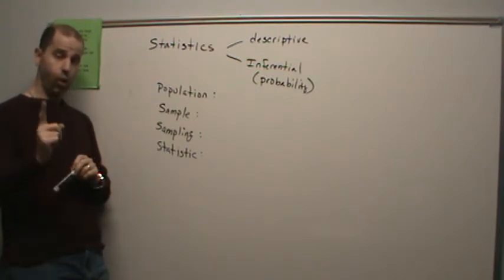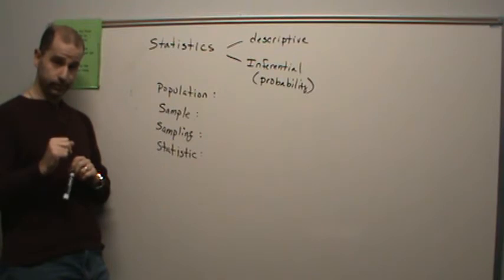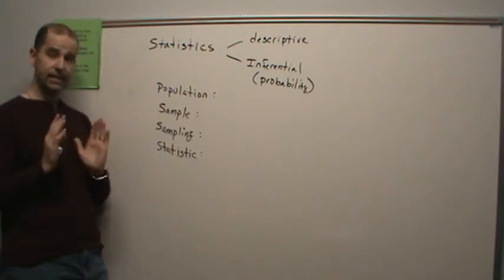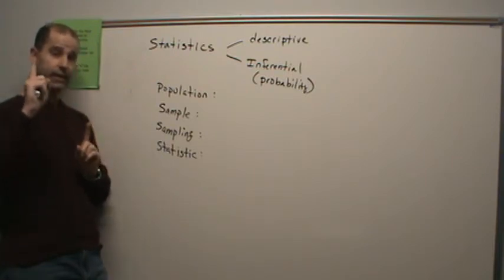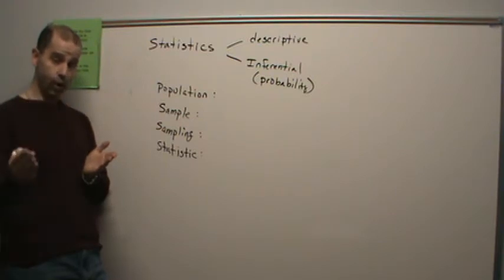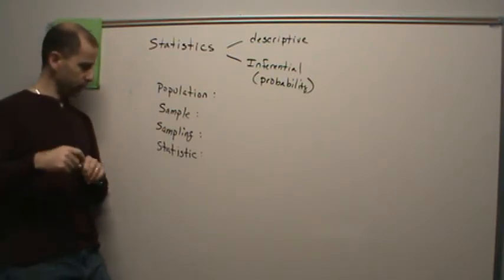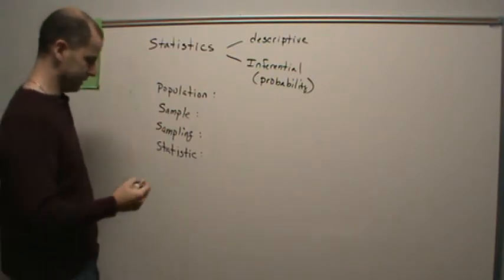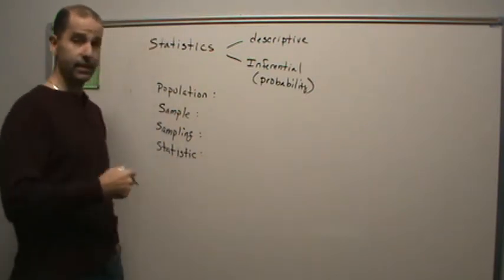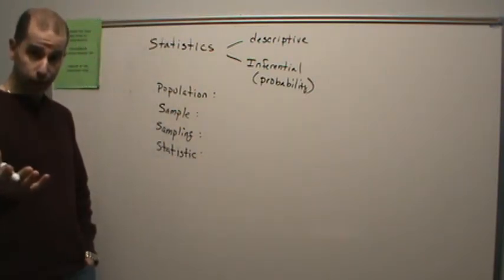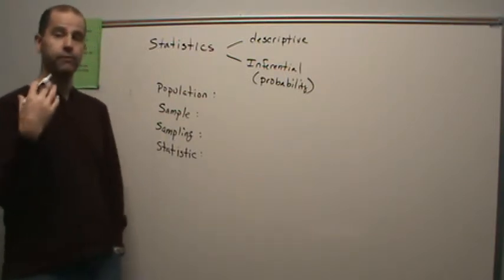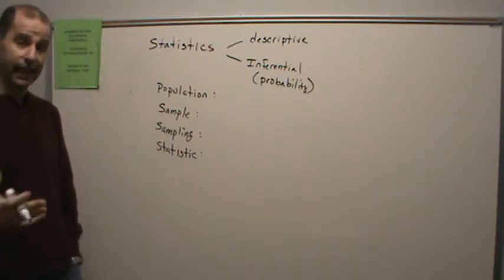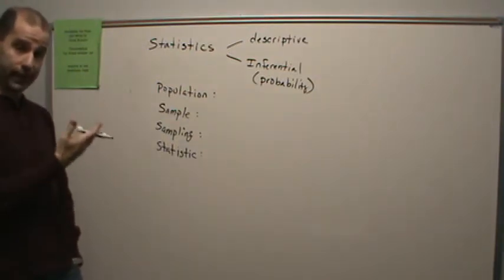A statistic is a numerical value calculated using a sample. Let me say that one more time. A statistic is a numerical value that represents a characteristic of a sample. So it's calculated off of a sample. Let me give you an example of a statistic. The sample mean, or the sample average, would be a statistic. The sample variance, sample median, anything that's calculated off of a sample.